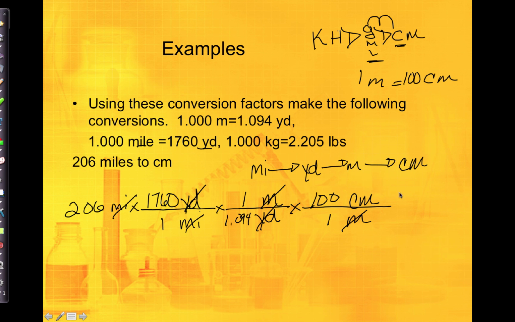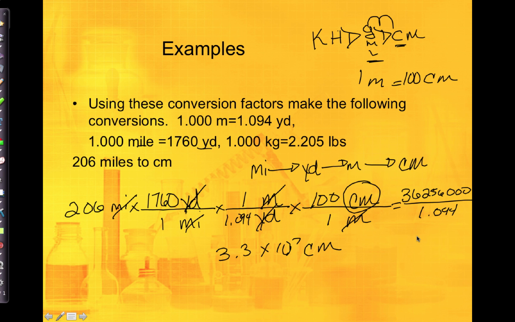Now do the math. Multiply all the top numbers. I get a large number, 362,560,000. Multiply the bottom numbers, so 1 times this times 1 would be 1.094. Divide at the end. You probably will get a number in scientific notation: 3.3 times 10 to the 7th, and then we're left with centimeters.